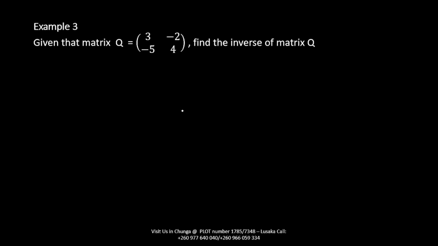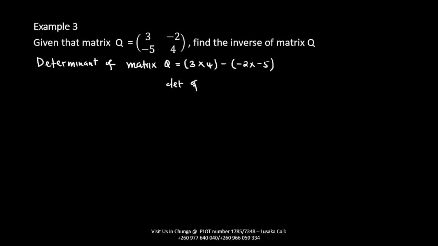The first thing that we do is to find the determinant. So we shall say that determinant of matrix Q is equal to 3 multiplied by 4 minus -2 multiplied by negative -5. So determinant of Q will be equal to 12 minus what? 10. Okay? So determinant of Q is equal to what? To 2. So that is the determinant of this matrix.